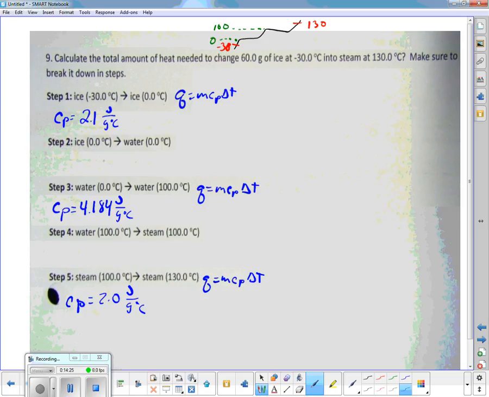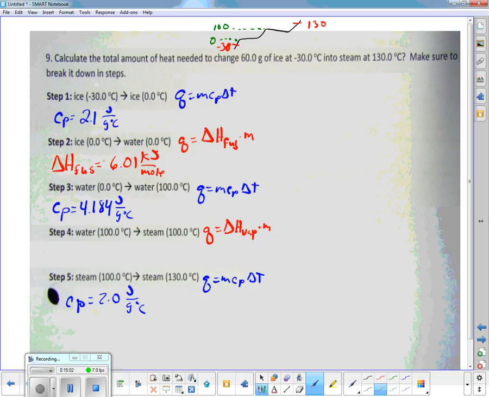Well, there's a couple other places I need to worry about here, so I'm going to go now to step 2. Step 2 is when I'm melting the solid, right? So I'm going to do Q equals heat of fusion times mass or moles, depending on what I'm given. And I do know that the heat of fusion for ice is 6.01 kilojoules per mole.